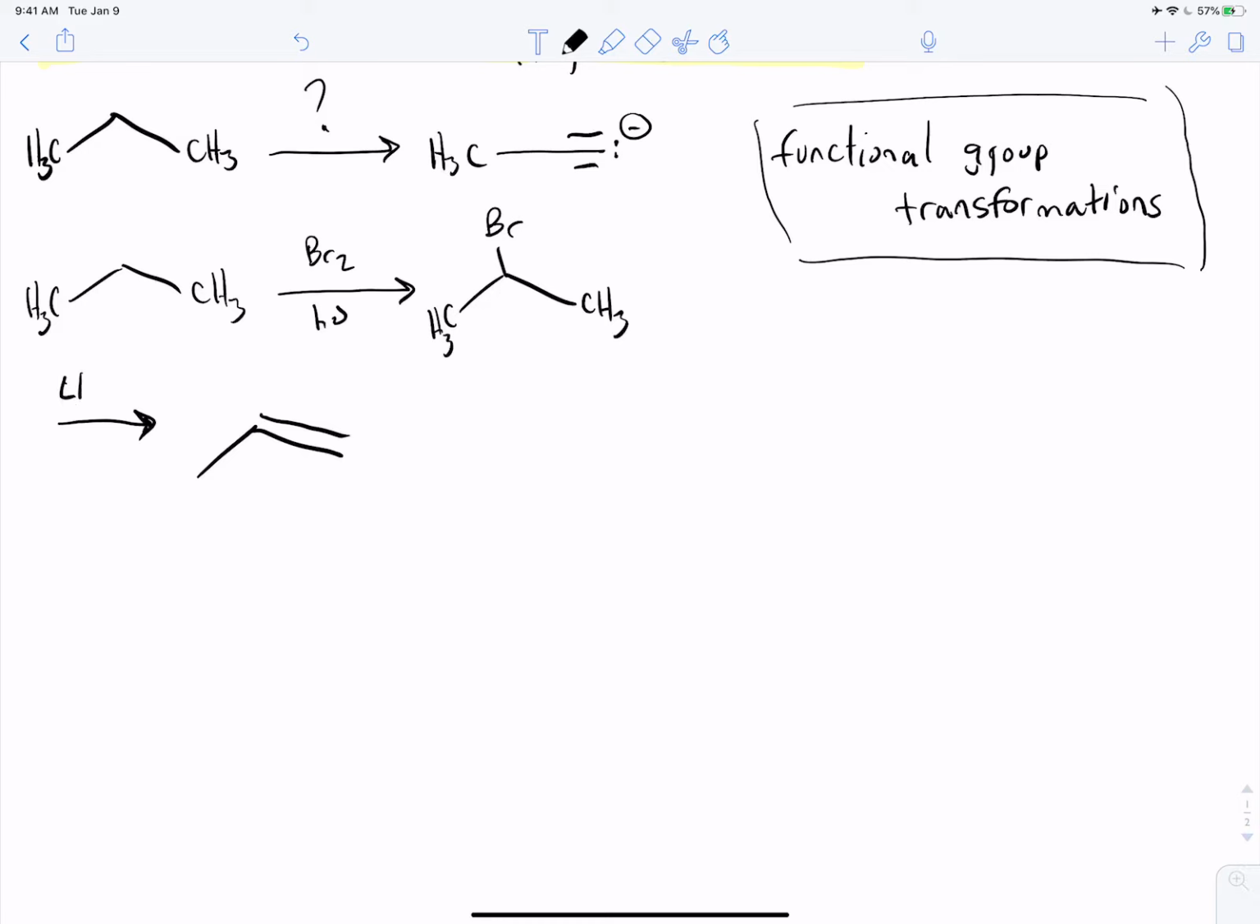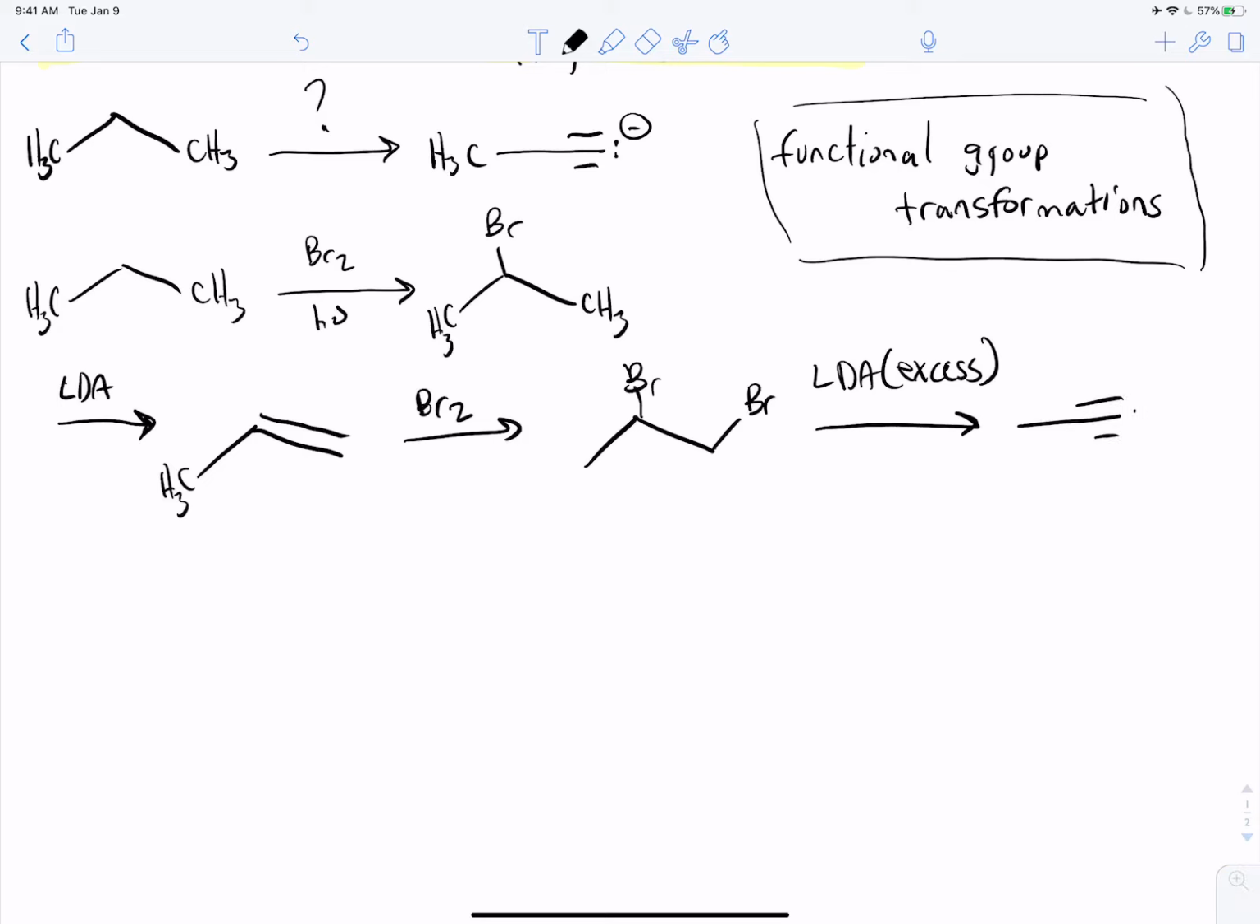Okay, so then I can take LDA and make the alkene, and then I can brominate it to make the vicinal dibromide. And then I can just use LDA in a large excess. If you go in the book, they talk a lot about the stoichiometry for that. I'm not going to bother you with that right now. And what I get out of it is this, which is exactly what we wanted to get.